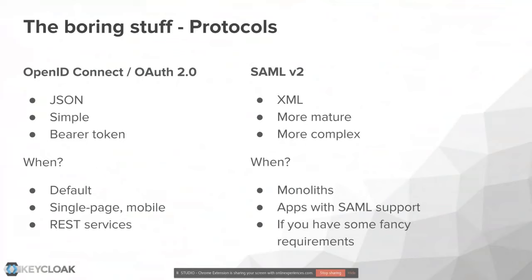Okay, so first of all, let's look a little bit at the boring stuff. So protocols. When it comes to delegating authentication and security, there's really two mainstream protocols out there today. One of them is OpenID Connect. It's layered on top of OAuth 2 and provides, on top of the authorization capabilities from OAuth, also authentication capabilities. So OpenID Connect is JSON-based.